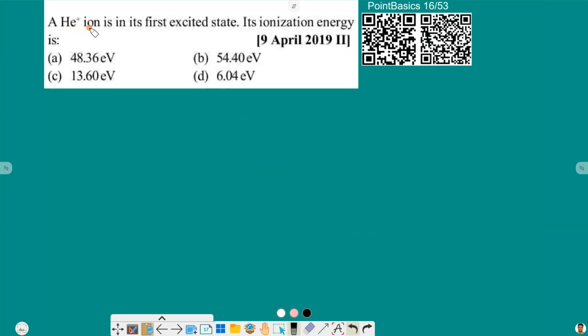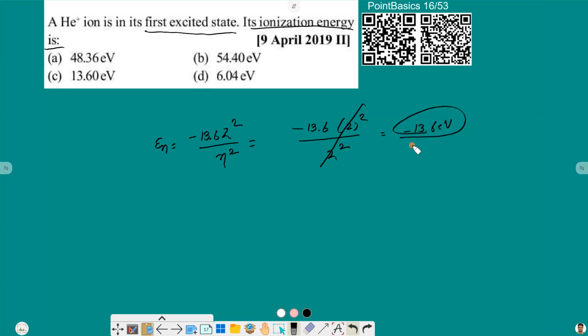Moving to the next one: a helium positive ion in the first excited state, its ionization energy is. So a helium positive ion is there. For that we can write En is equal to minus 13.6 Z square by n square. For helium positive, Z is 2 and it is in the first excited state, so n is also 2. So this will be minus 13.6 into 2 square divided by 2 square. These two cancel and the energy of the first excited state will be minus 13.6 electron volt, and the ionization energy will be the modulus of this, that is option C.